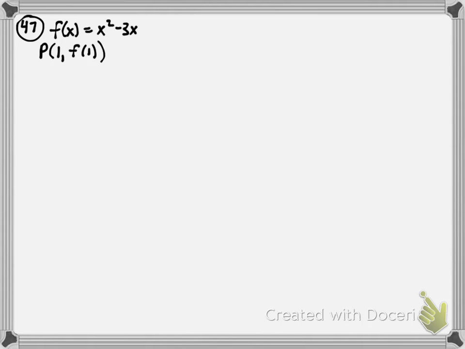Finally, number 47, part A, we're supposed to find the slope of the curve at P. Let's figure out what P is first. If P has the coordinates 1, f of 1, we can figure out what f of 1 is and put that in there. So f of 1 is 1 squared minus 3 times 1. 1 squared is 1, 3 times 1 is 3, 1 minus 3 is negative 2. So the point is actually at 1, negative 2.